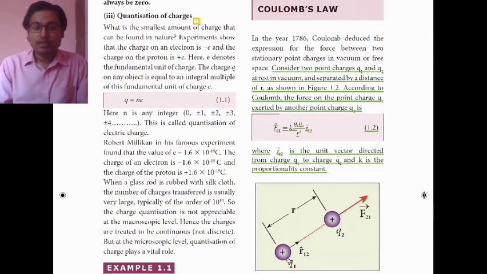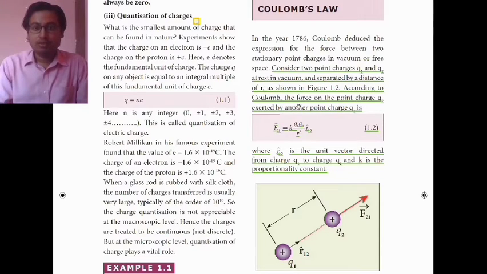Okay, so here these two charges Q1 and Q2 are at rest. That means they are not moving from their respective positions, and also they are in complete vacuum. That means there isn't any other charge very near or far away from them.